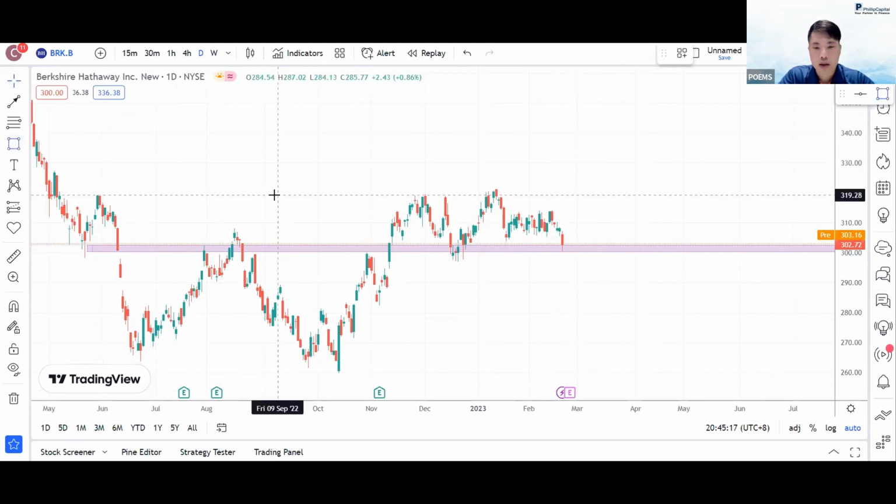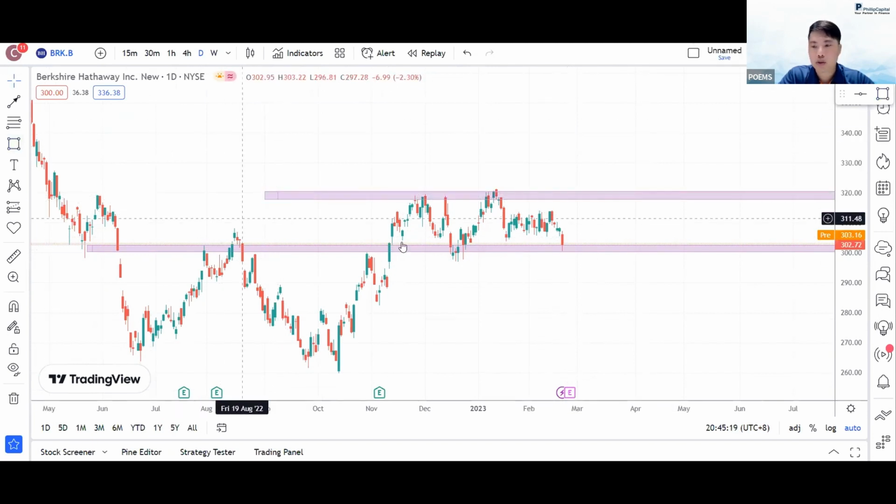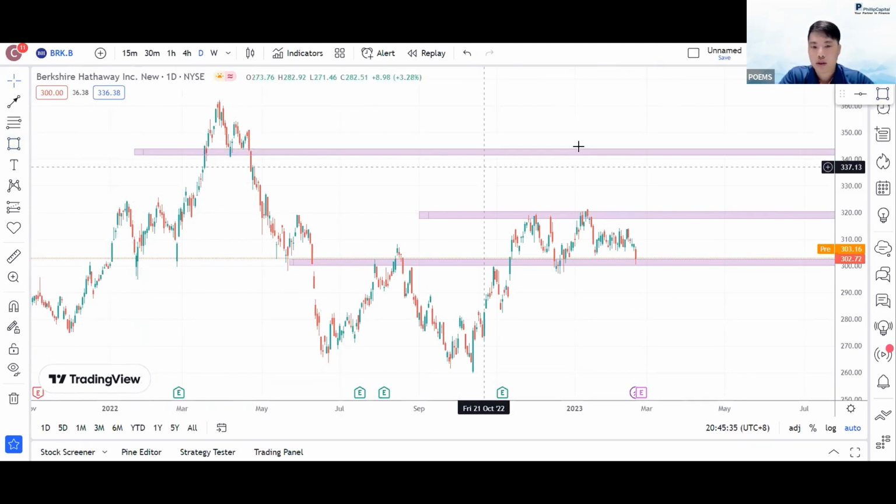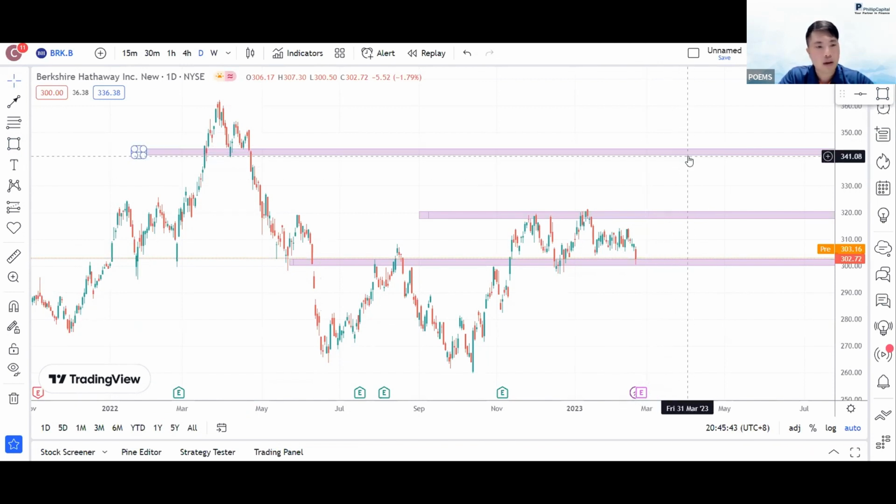We should be looking at immediate resistance at around 320. Then if there is a strong catalyst that breaks the 320, there is a very high chance that this will continue to shoot further to somewhere around 345. The next potential support and resistance should be around 340 to 345 for Berkshire.